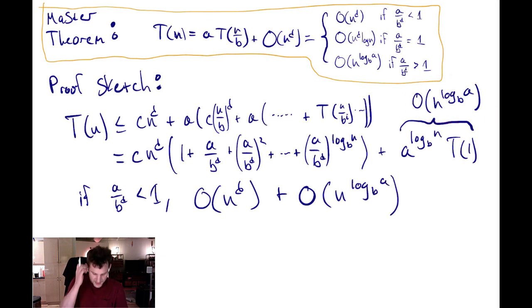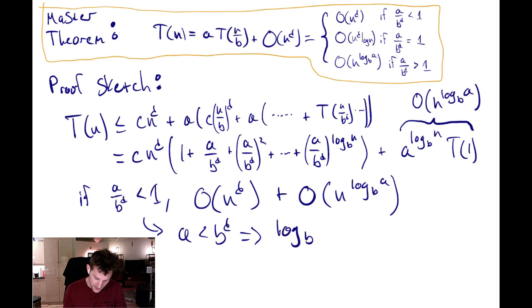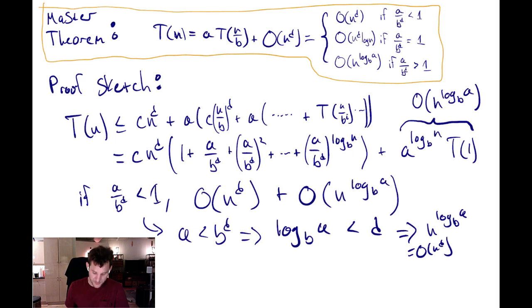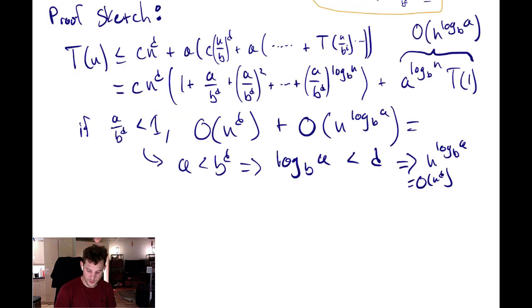Okay, but what is n to the log base b of a? We know that just following this statement right here, if a over b to the d is less than 1, then we can also conclude that a is less than b to the d, which also implies that log base b of a is less than d. And if that's true, that means that n to the log base b of a is equal to O(n^d). It has to be less than n to the d because the exponents are smaller. d is a larger exponent than log base b of a. So n to the log base b of a is swallowed by the O(n^d) term. In other words, this whole thing is equal to O(n^d).